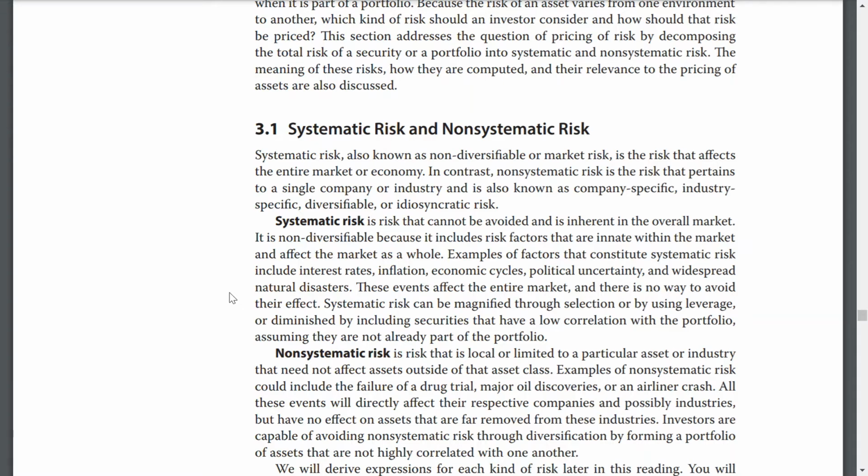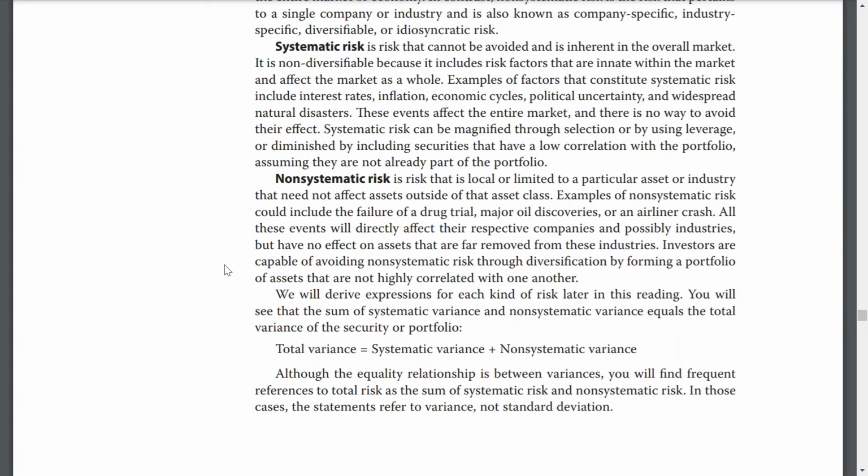Non-systematic risk is risk that is local or limited to a particular asset or industry and need not affect assets under the asset class. Examples of non-systematic risk could include a failure of drug trials, major oil discoveries, or an airliner crash. All of these events will directly affect the respective company and even possibly industries, but have no effect on assets that are far removed from these industries. Investors are capable of avoiding non-systematic risk through diversification by forming a portfolio of assets that are not highly correlated with one another.